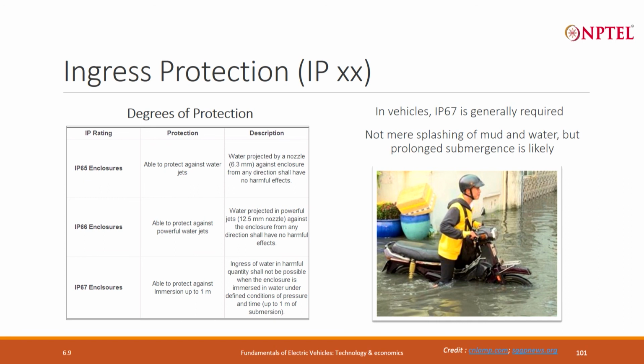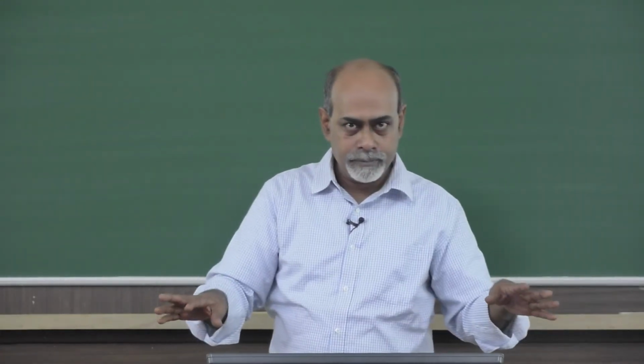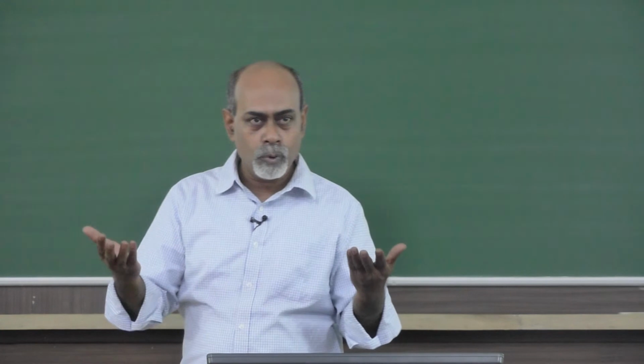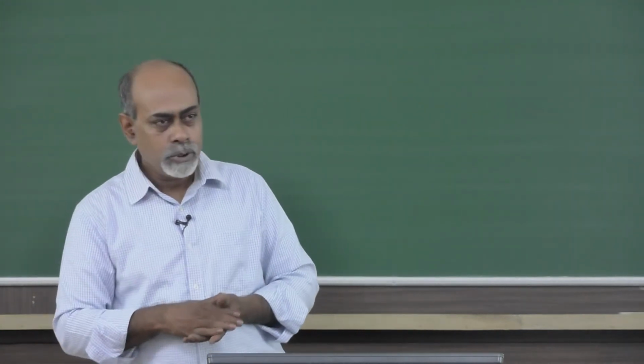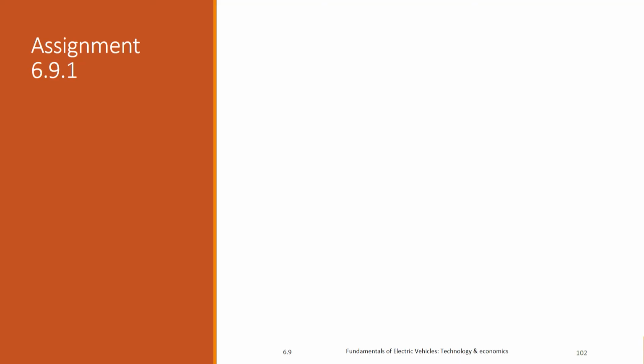So in all these conditions, if you want the motor and the controller to survive, they have to be built with IP67 protection. IP67 really means that you have prevented all ways in which air, dust, water, anything can enter. And that will also mean that your challenge of evacuating the heat will be more. So your thermal design will become more complicated when you have IP67.